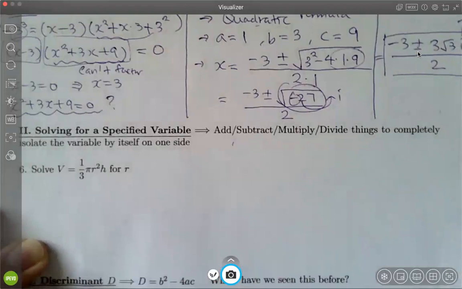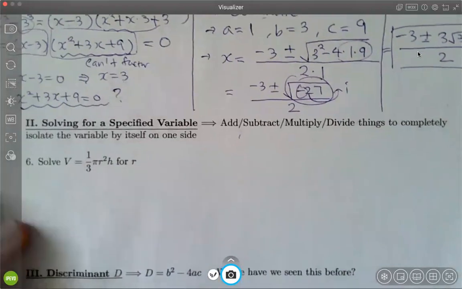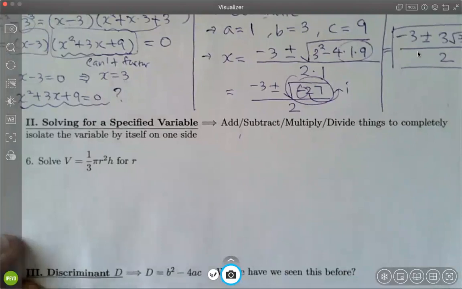One of my students in the spring semester said, because of this pandemic, her son loves to use the word quarantine the variable by itself on one side. It makes sense, right? So quarantine the variable or isolate the variable, no matter what you want to choose, apply that to this problem. Solve v equals 1/3 pi r squared h for r.